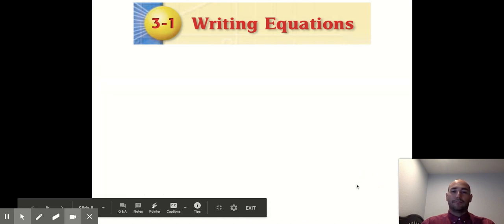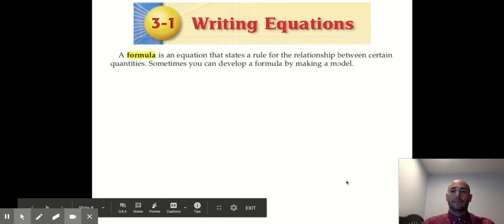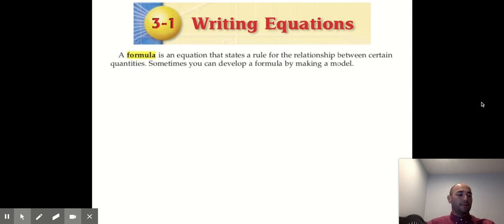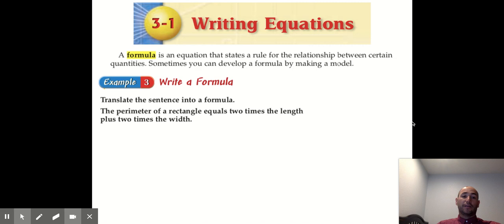The next step is a formula. A formula, one of our vocabulary words, is an equation that states a rule for the relationship between certain quantities. Sometimes you can develop a formula by making a model. So let's look at an example where we do that. Write a formula. It says translate each sentence into a formula.